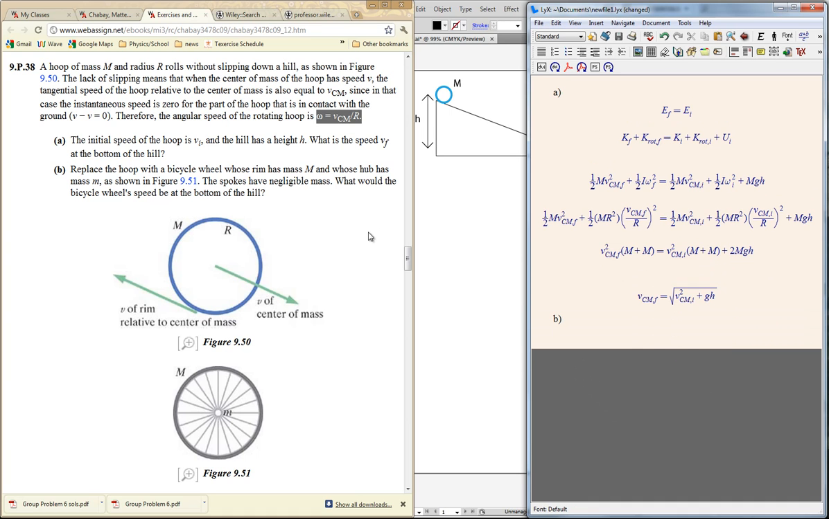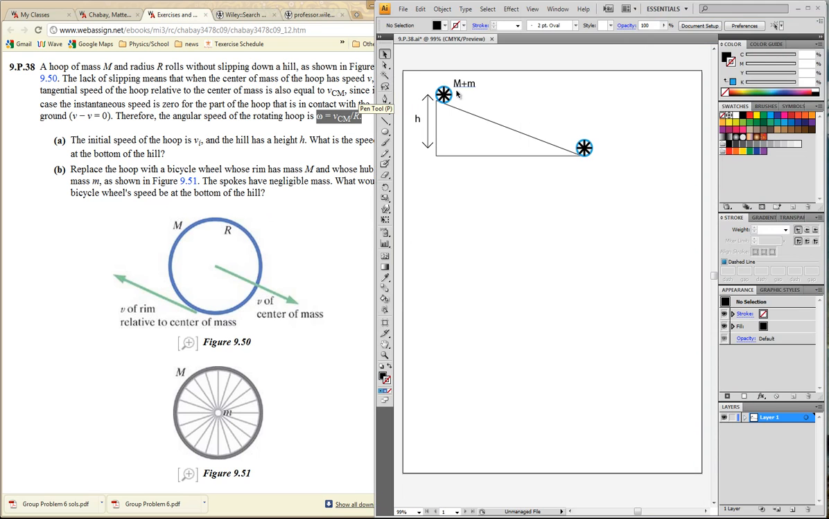Now let's move on to part B. Now things get a little more complicated. Instead of a hoop, we have a bicycle wheel, as shown in the bottom figure here. Now it has a hub in the middle of mass little m. The spokes have negligible mass. What's the final speed of the bicycle wheel? This would be our diagram now.